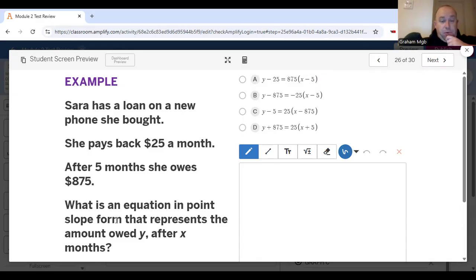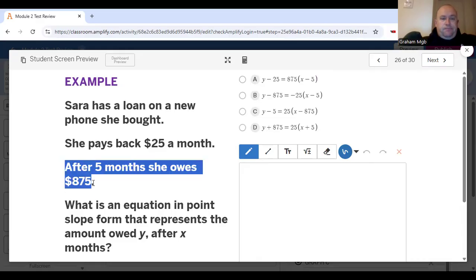What is an equation in point slope form that represents the amount owed y after x months? Okay, so you can see from the answers the way these are written that this is the point slope formula. Now, I can see I have one point here straight away. It's not written in a coordinate form, but it does say after 5 months, she owes $875. So I got my point straight away, so I can certainly use that.